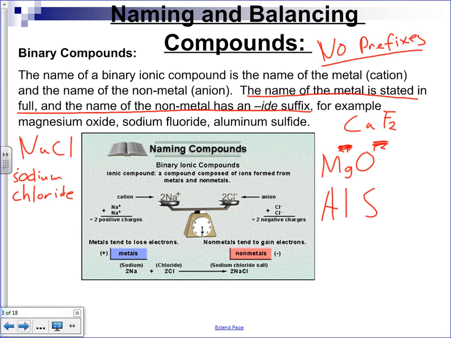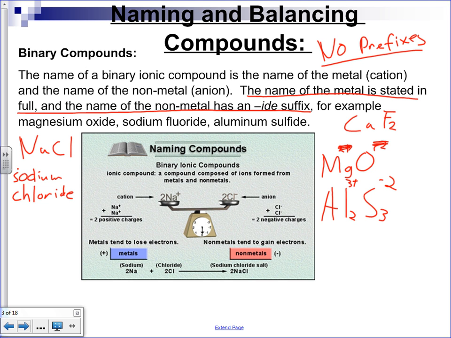Charge on aluminum is 3+. Charge on sulfur is -2. Now do I need to do the drop and swap? Yeah, because those don't add up to 0. So I take the 3, I move it over and drop it. I take the 2, I move it over and drop it. Obviously, we don't carry the signs down, just the numbers. And now I'm left with Al2S3.